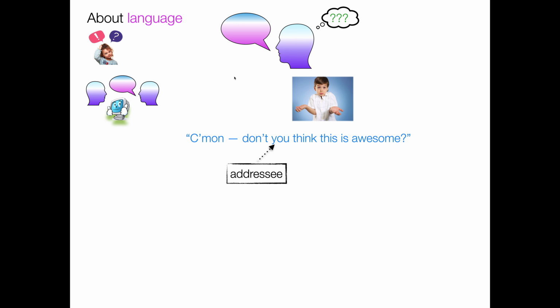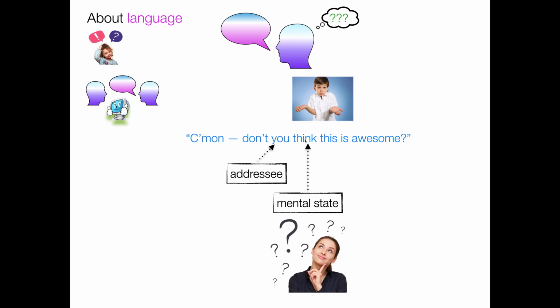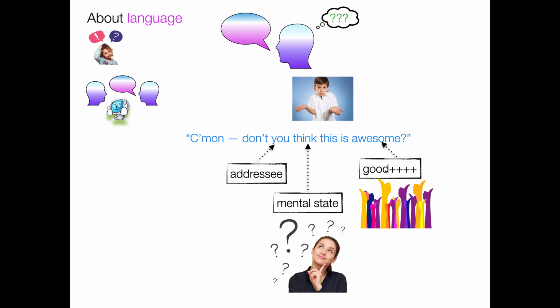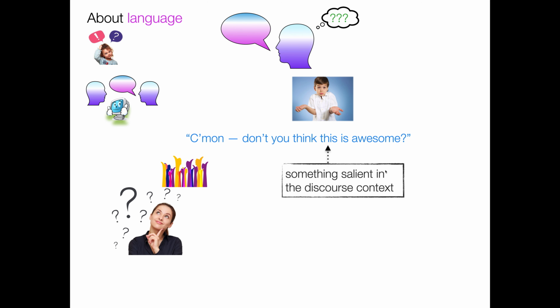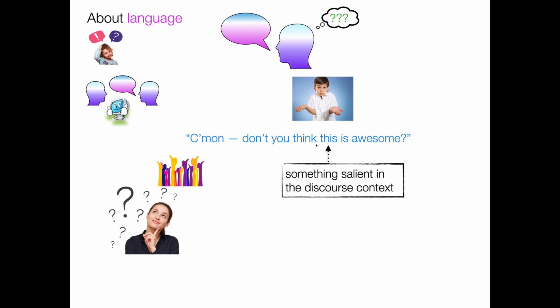Now you, who is you? You is whoever you're talking to, right? That's the addressee. And think is some sort of mental state. That's what it's talking about when you're thinking. And awesome maybe is like, super, super, super good. These have certain meanings that are associated with them. And we might think then about this.